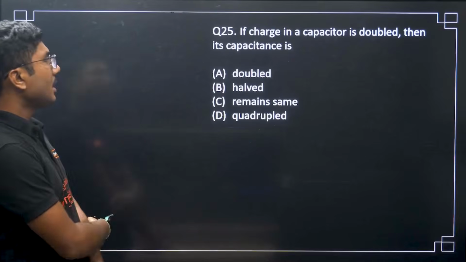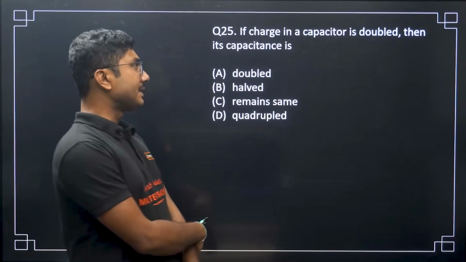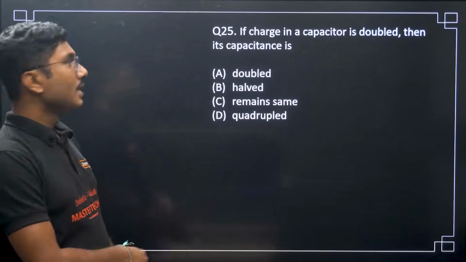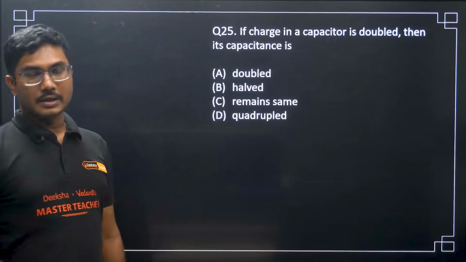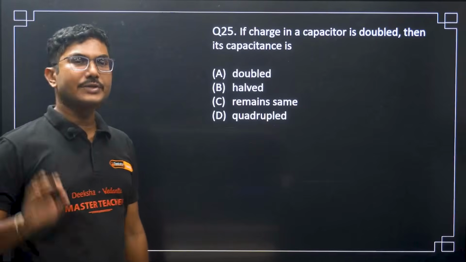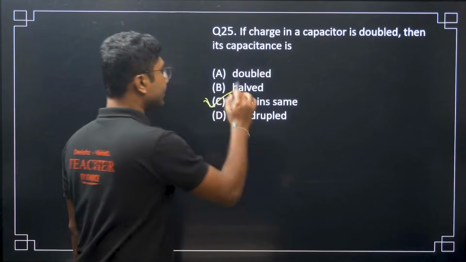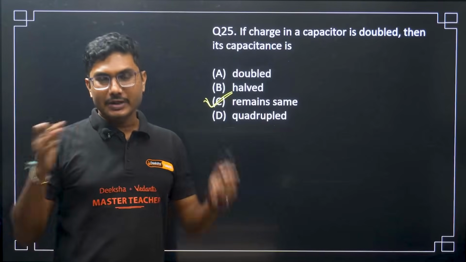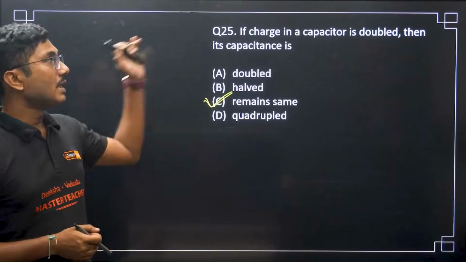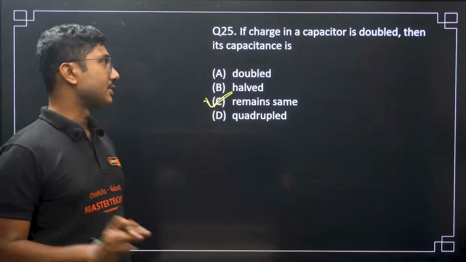Next question. If the charge in a capacitor is doubled, then the capacitance is. So capacitance is independent of the charge. So if you double the charge, the capacitance will remain the same. It will not change. Capacitance of a capacitor only depends on the dimensions and whatever you have kept inside the capacitor plates. So it is not dependent on the charge.